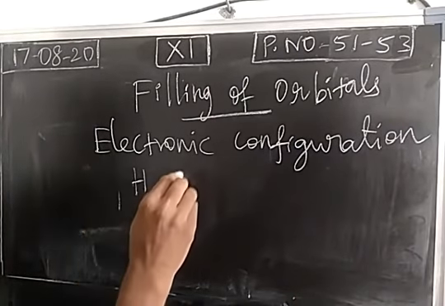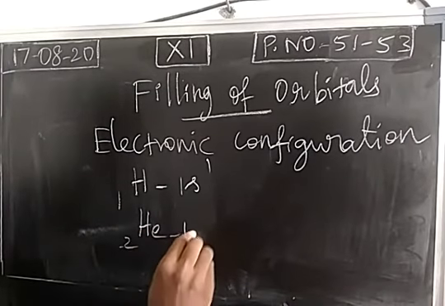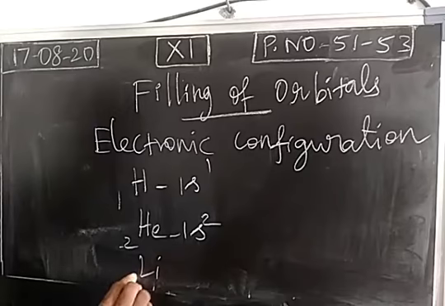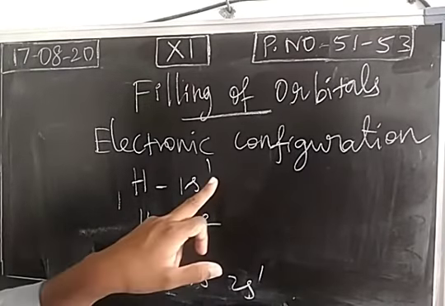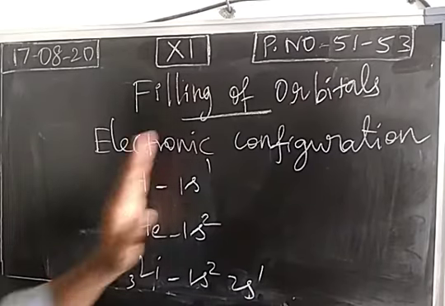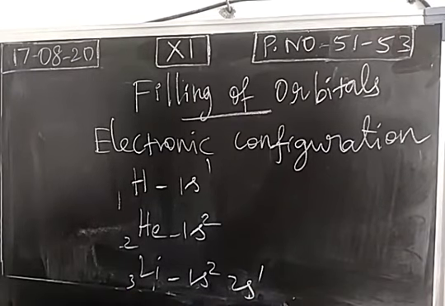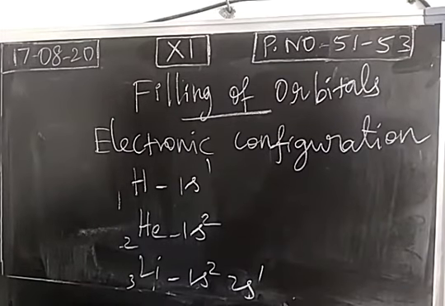For hydrogen, we write it as 1s1. For helium, 1s2. For lithium, 1s2, 2s1. Like that we represent. So 1 electron of hydrogen is placed in the 1s orbital, 2 electrons of helium are placed in the 1s orbital. Out of 3 electrons of lithium, the first 2 are placed in the 1s orbital and the third electron is placed in the 2s orbital. So this represents the arrangement of electrons in the orbitals of an atom. This is called electronic arrangement or electronic configuration.